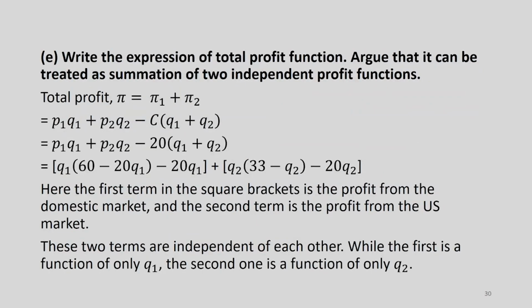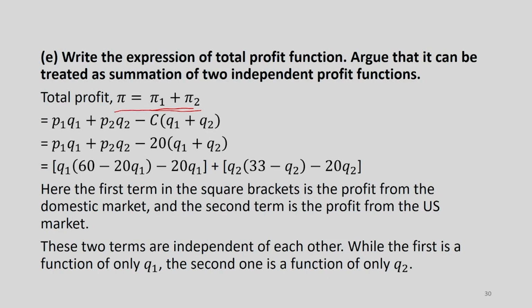Here is the fifth question. Write the expression of total profit function. Argue that it can be treated as a summation of two independent profit functions. Total profit function will be the profit from the first market and the profit from the second market, right? But remember, the cost is coming from one source.